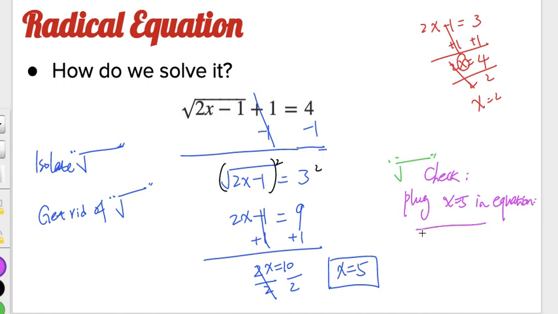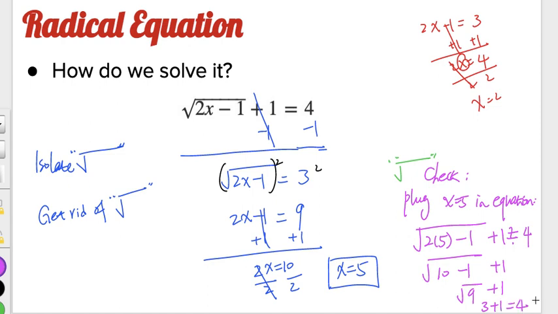So now x becomes 5. I just do 2 times 5 minus 1. I just replace x with 5. Then plus 1, let's check, is that really equal to 4? So 2 times 5 is 10. 10 minus 1 is the square root of 9. Let's just copy that down here. And the square root of 9 is 3, so 3 plus 1 is 4, which is correct. So we are right. We finished this equation.